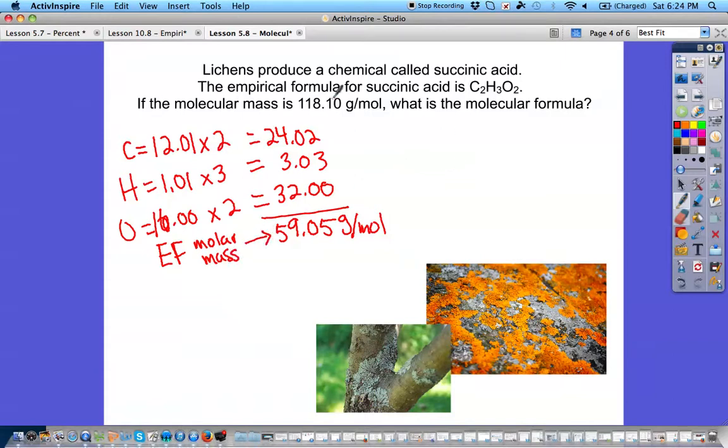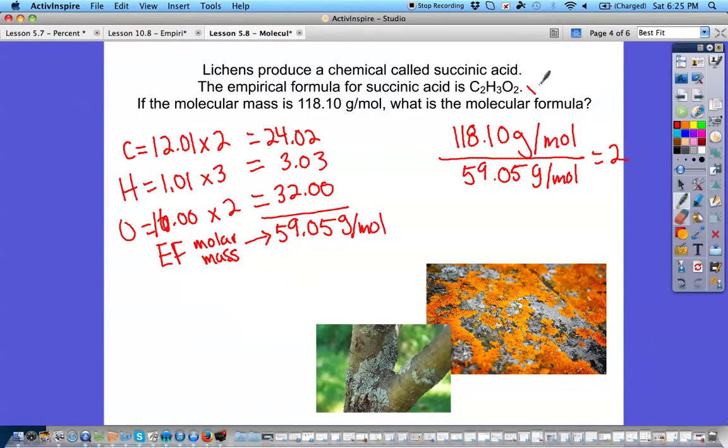So now we need to take our molecular molar mass and divide that by the empirical formula molar mass that we calculated. And this should give us a factor of 2. So now we need to multiply our subscripts from our empirical formula by 2. So our molecular formula, which I'm going to abbreviate MF, is going to be C4H6O4.